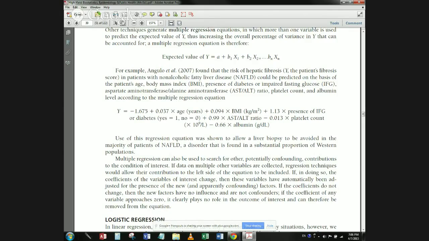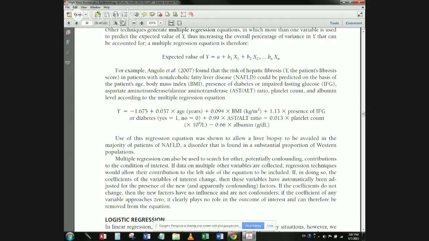Multiple regression can also be used to search for other potentially confounding contributions to the condition of interest. If data on multiple other variables are collected, regression techniques would allow their contribution to the left side of the equation to be included. If in doing so, the coefficients of the variables of interest change, then these variables have automatically been adjusted for the presence of the new and apparently confounding factors. If the coefficients do not change, then the new factors have no influence and are not confounders.